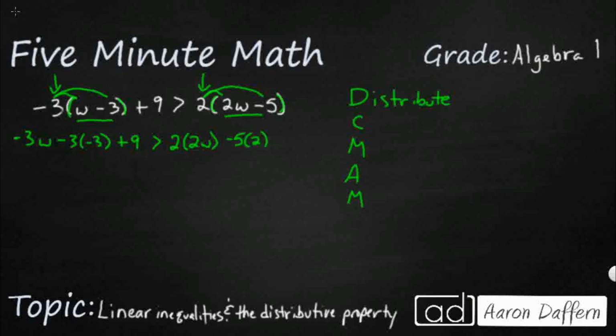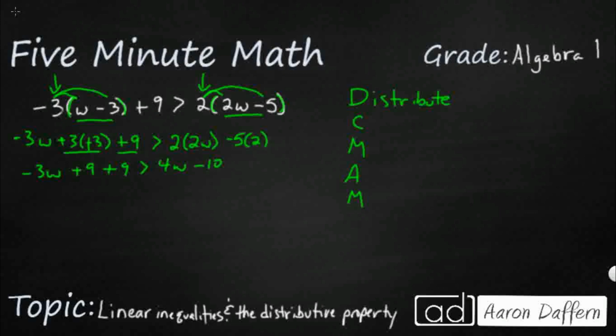I need to go ahead and simplify. So my minus 3w is fine. Minus 3 times minus 3, that's actually going to be 2 negatives make a positive, so that's going to be a plus 9. So I've got negative 3w plus 9, because I've still got a plus 9 right there. 2 times 2w is going to be 4w, minus 5 times 2, that's going to be a negative 10. Okay, so now I'm done with the distributing and the simplifying.